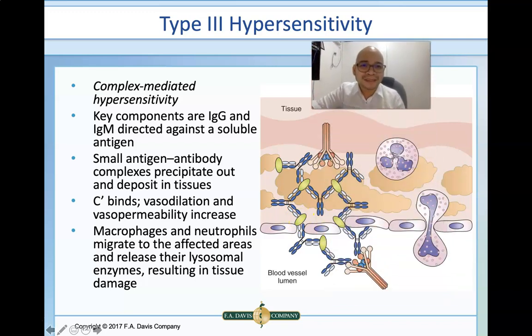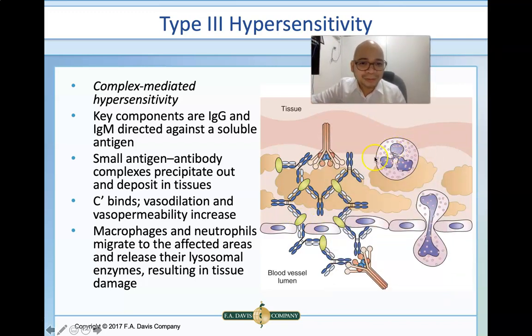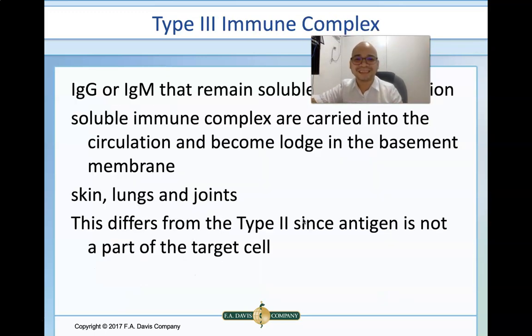So when this neutrophil will try to attack the immune complex, instead of damaging the immune complex, what will be damaged instead are the adjacent cells, which in this case are the endothelial cells. So the endothelial cells are the target cells, which is not in any way part of the antigen. Okay, I hope you understand it.